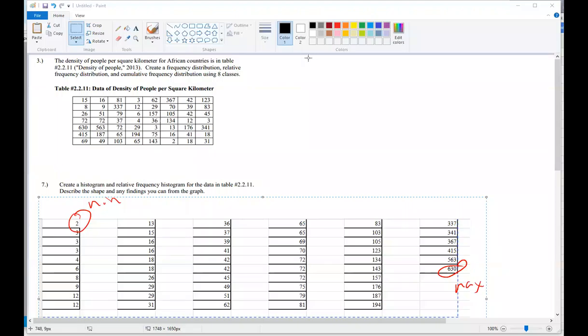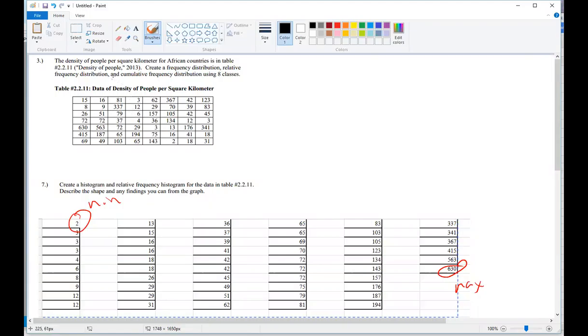So I'm going to walk through this exercise from chapter 2 in section 2.2. This is the third question, which you have the answers in the back of the book. But I figured some of you were having questions about it, so I figured I'd walk you through it with a video. So this is the density of people per square kilometer in African countries.